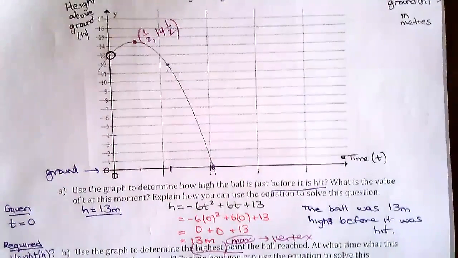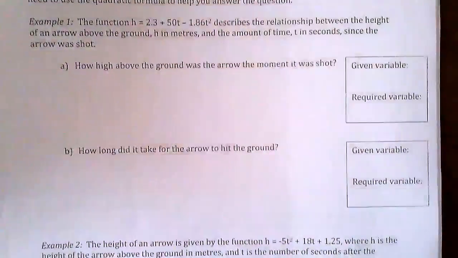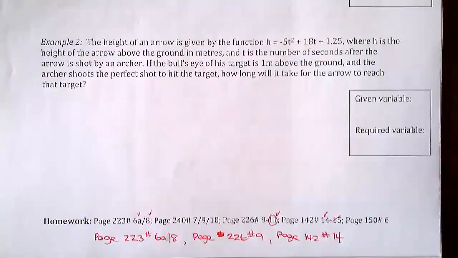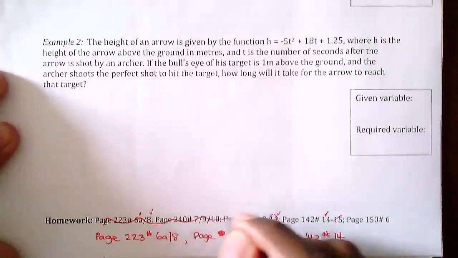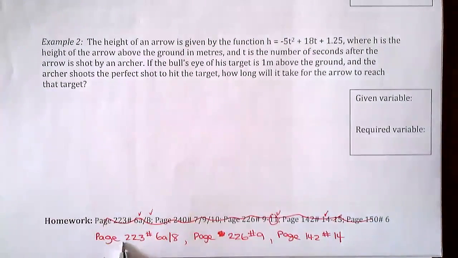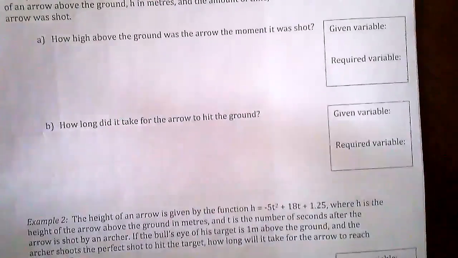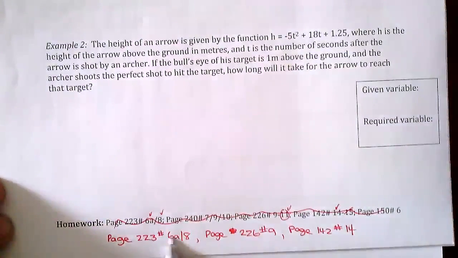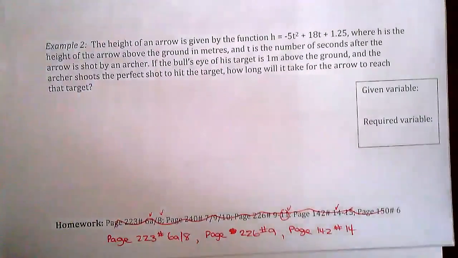What I want you to do for homework is you're going to do these two questions. So the next lesson, you're going to do these questions on your own. You're going to hand them in, and you're not going to do all of these questions for homework. I've reduced it so that you just have to do page 223, number 6A and 8, page 226, number 9, and page 142, number 14. So I need these two questions done, example 1 and 2, and handed in, and then you're going to do this homework for extra practice.